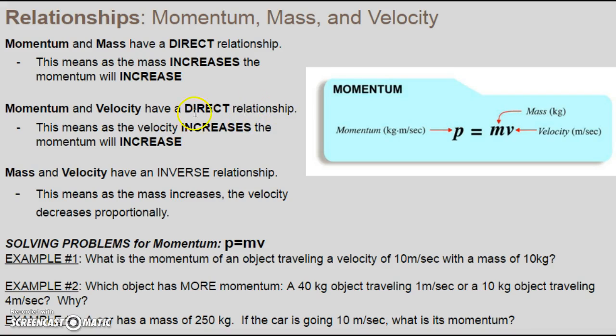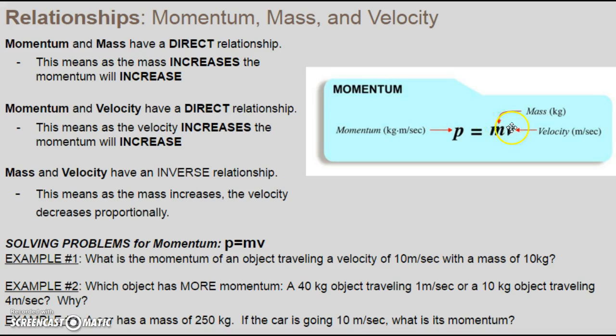Momentum and velocity have a direct relationship. This means that an increase in the velocity is going to increase the momentum too. So if I increase V, I increase P, and that's assuming that mass is held constant. And mass and velocity have an inverse relationship. This means that as mass increases, the velocity decreases proportionally.